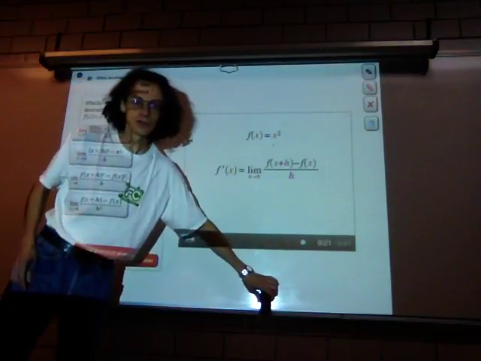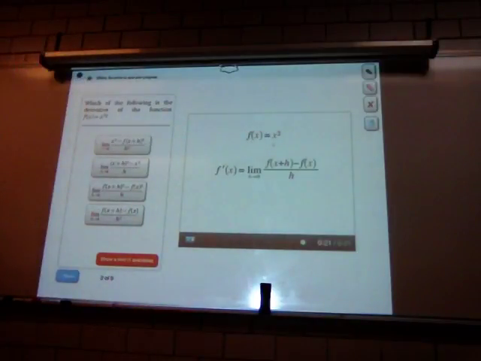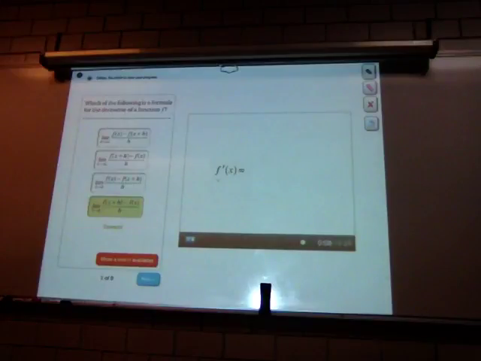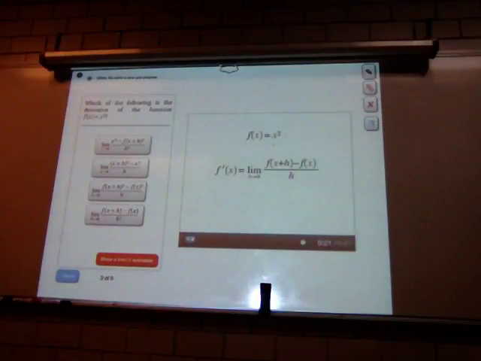Para esta función específica, que es una función potencial, x al cuadrado, ¿cuál sería la fórmula? ¿Cuál sería la expresión de la fórmula de derivada para una función cuadrática? ¿Cuál les parece? Recordemos la anterior. Si ahora f de x es igual a x cuadrada, ¿cuál sería?